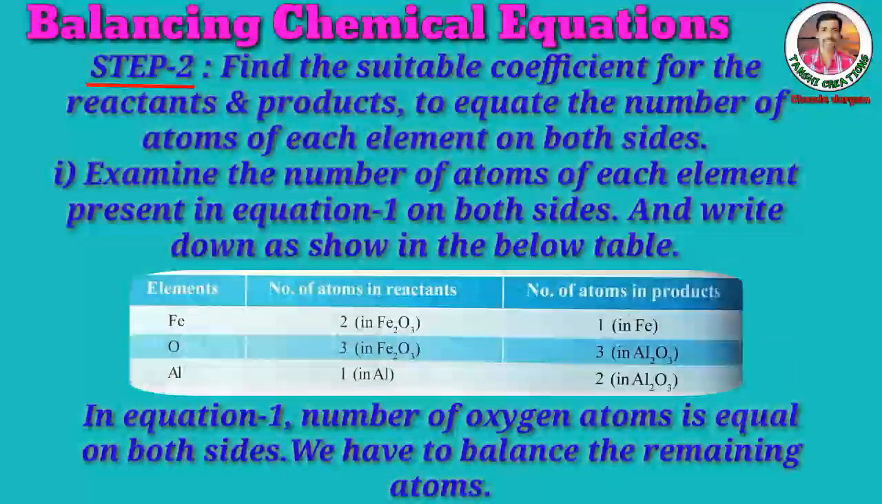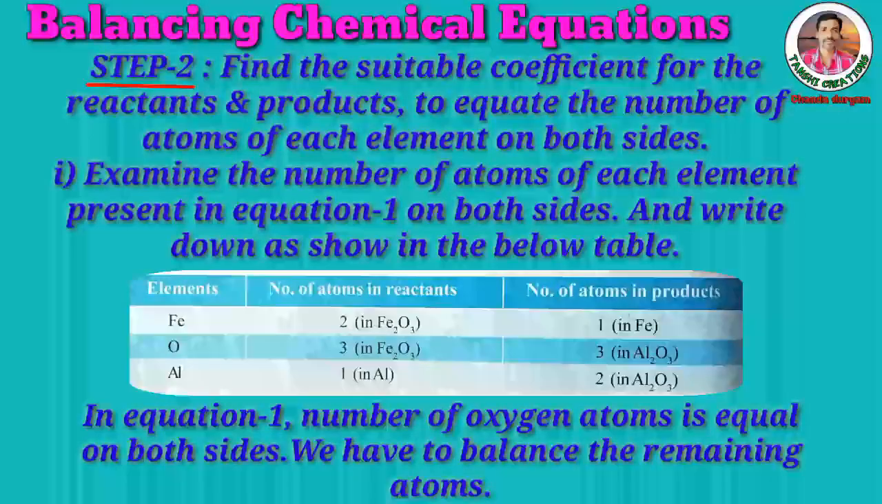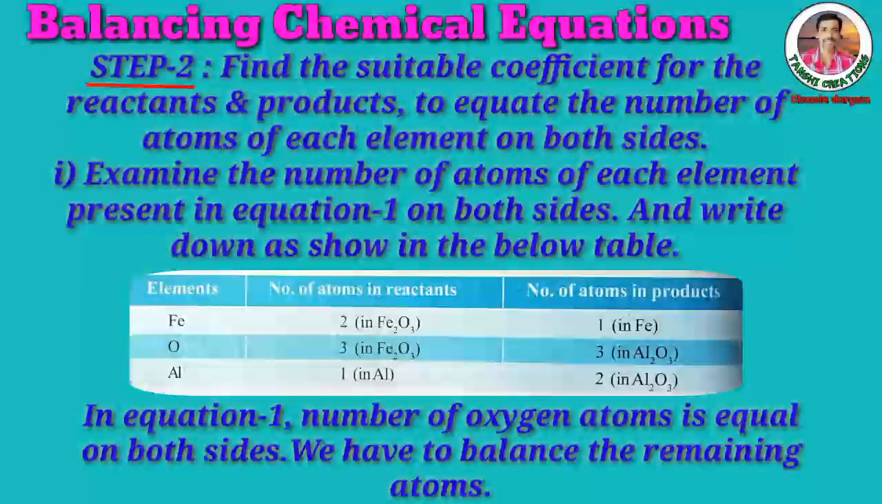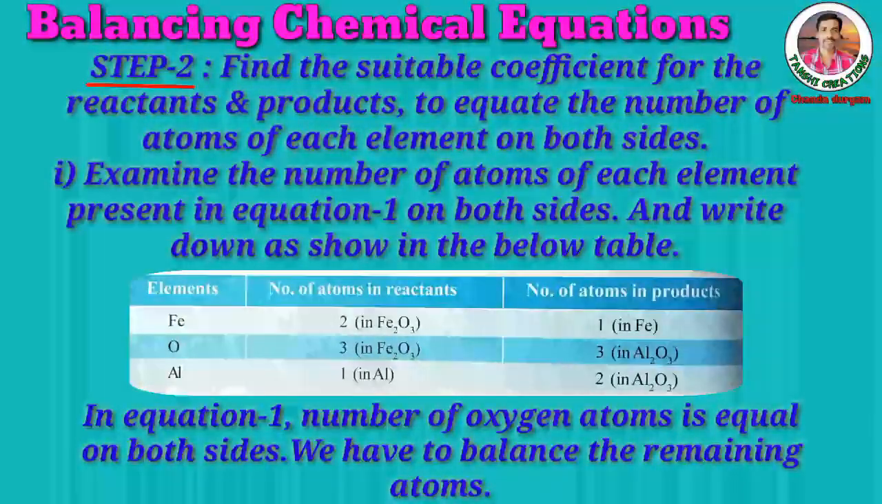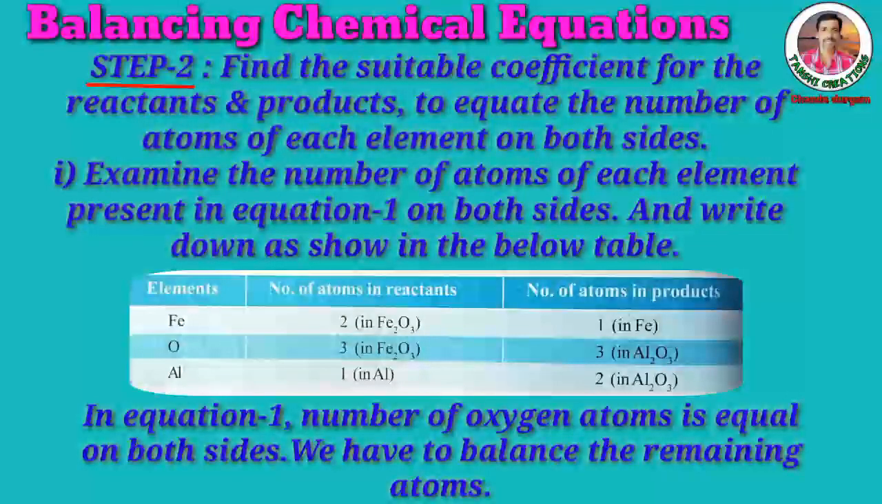Next, step 2. Find suitable coefficients for the reactants and products to equate the number of atoms of each element on both sides. For this, number 1, examine the number of atoms of each element present in equation 1 on both sides and write them down as shown in the table below. Children, observe the table carefully. In equation 1, the number of oxygen atoms is equal on both sides. Now, we have to balance the remaining atoms.